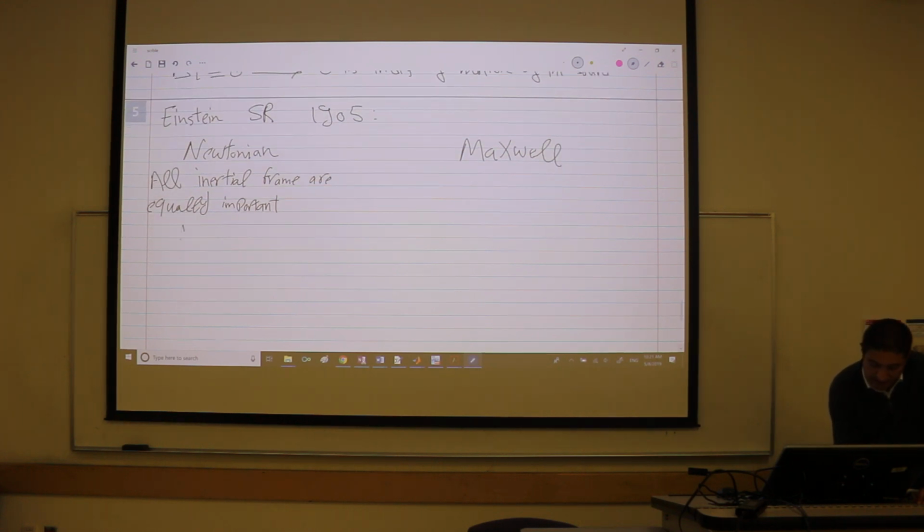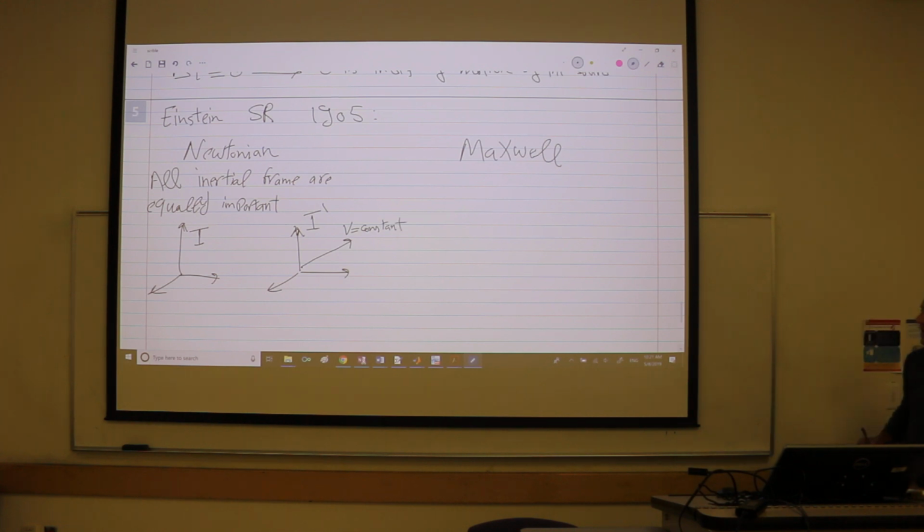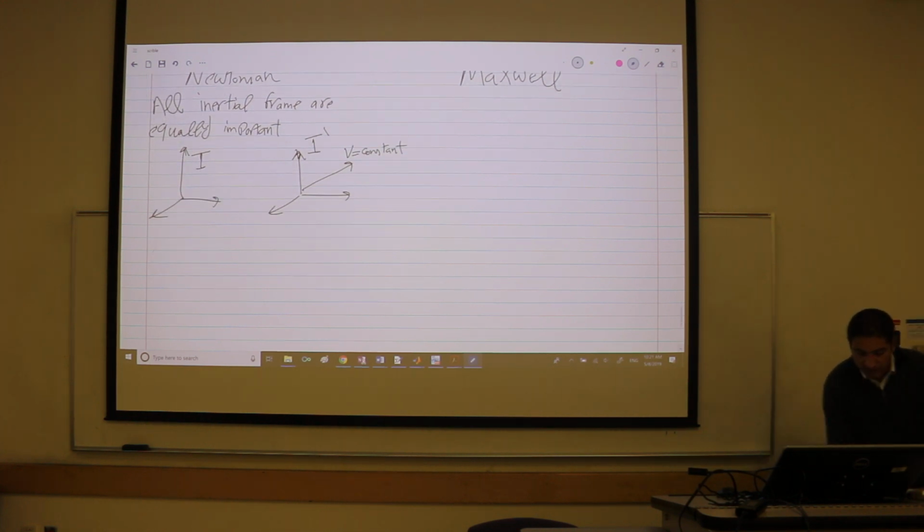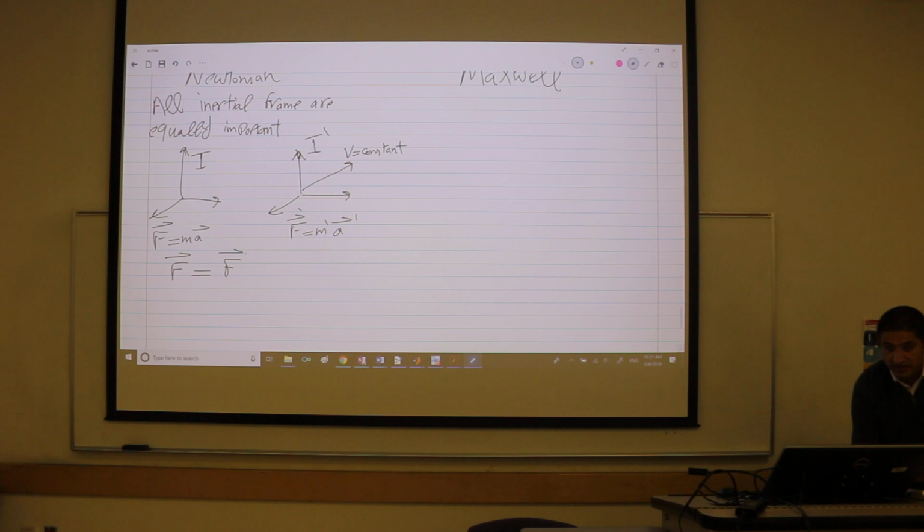If I have a frame like this, x, y, z, this is a frame I, and another frame like this is say I prime, but this guy is moving with a velocity v that is constant. That's fine, still an inertial frame, which means if you write down the equation of motion here, F equals mass times acceleration, if you write it there, F prime equals mass prime times acceleration prime, they are equivalent. The forces, if they are measured, they're going to be the same. The mass is going to be the same.